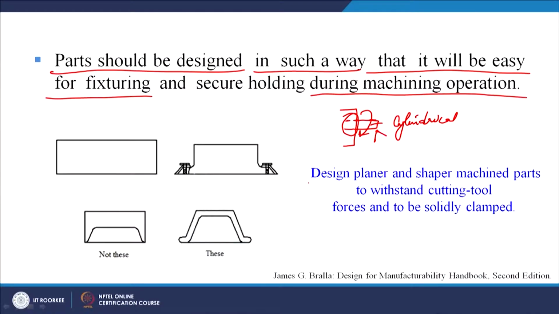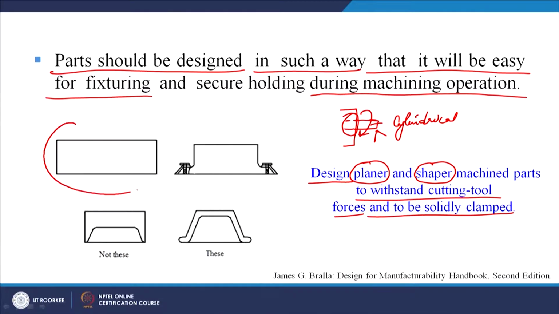Now design the planer, which is one process, planing, and shaper, which is another process, shaping. So design planer and shaper machined parts. The parts which have to be made by planing and shaping operations must be designed in such a way as to withstand the cutting tool forces and to be solidly clamped. Clamped means they must be properly held on the table when the tool is moving on the workpiece to remove the material.